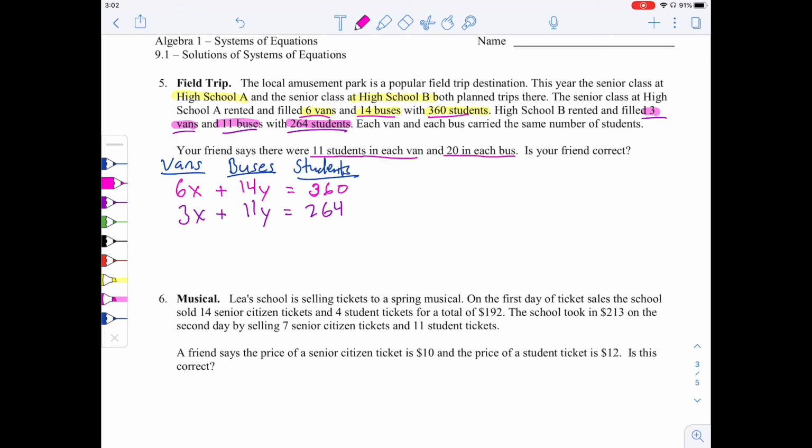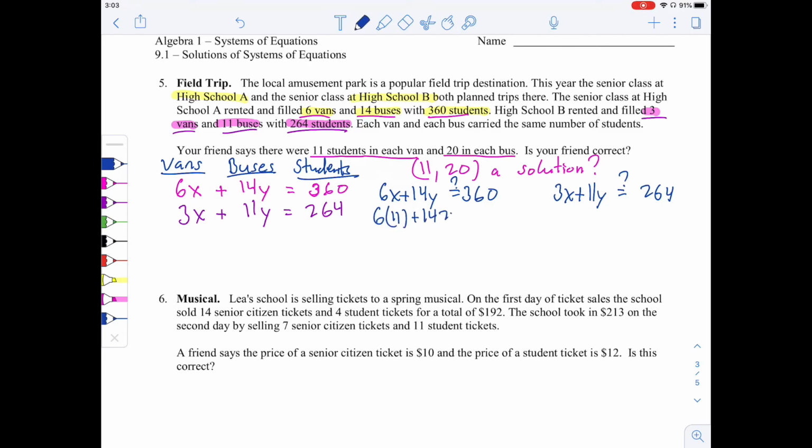And we're going to solve this. The question asks you, is (11, 20) a solution? Because your friend said there are 11 students in each van and 20 in each bus. So we're going to see, is that a solution or not? We'll do our 2 equations: 6x plus 14y equals 360. Does that work? And then 3x plus 11y equals 264. Does that work?